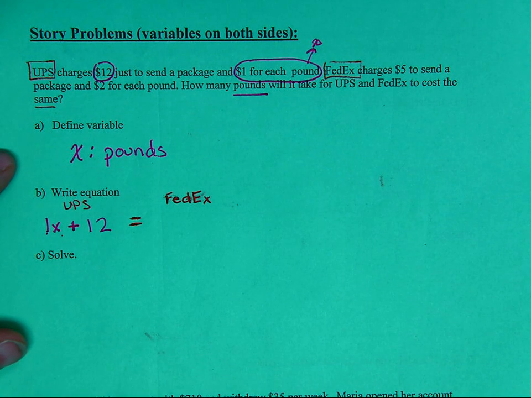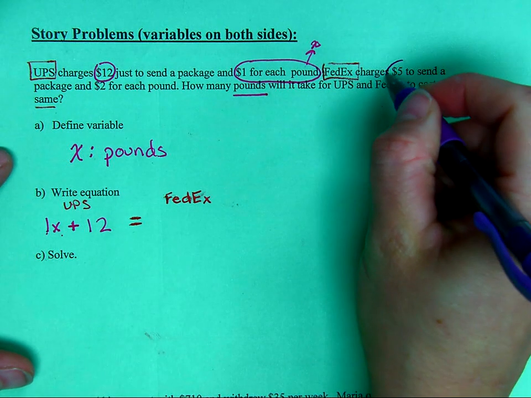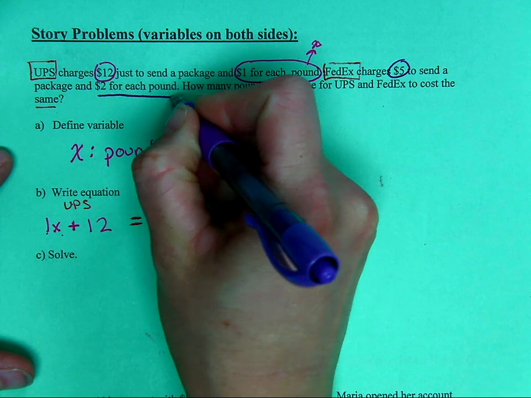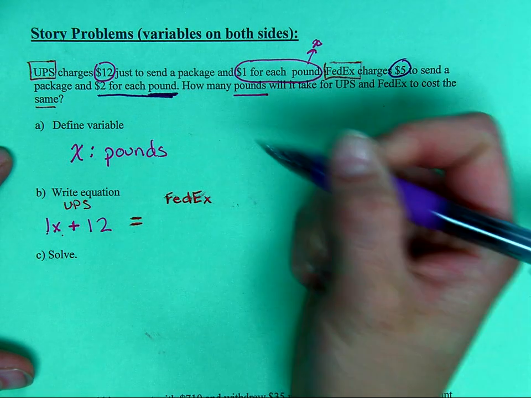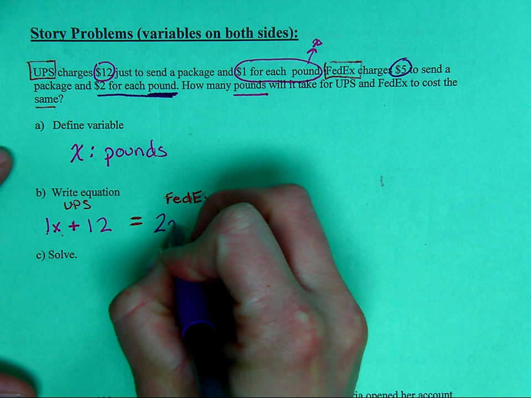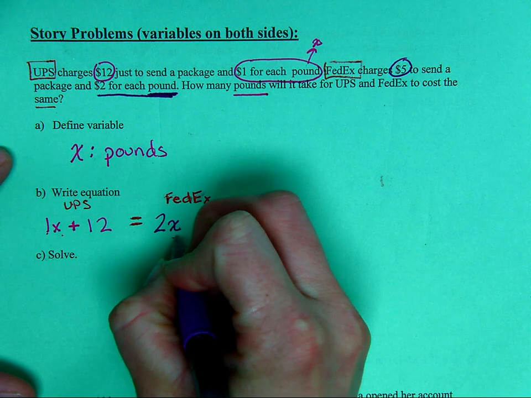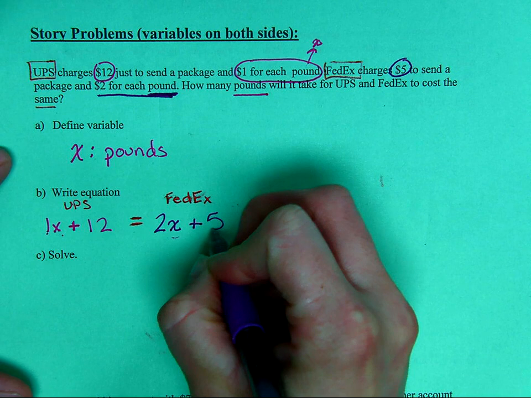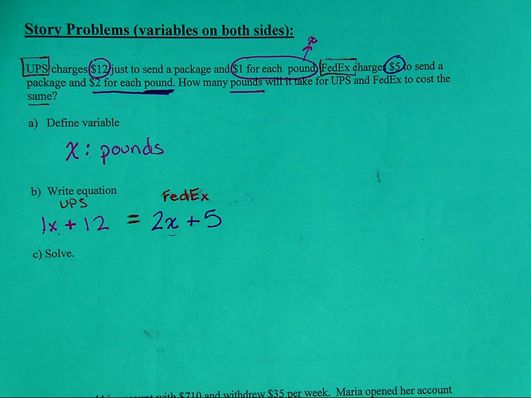For FedEx, they charge $5 to send a package and $2 for every pound. Again, there's my variable, pound. So for every pound, I'm being charged $2, so 2 times x, plus the $5 to send a package in.